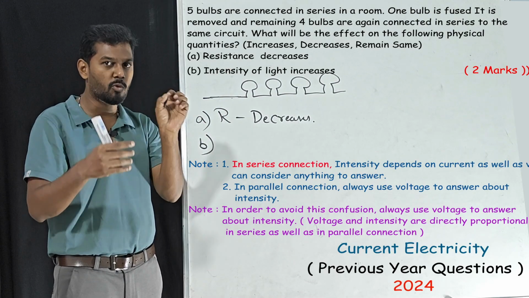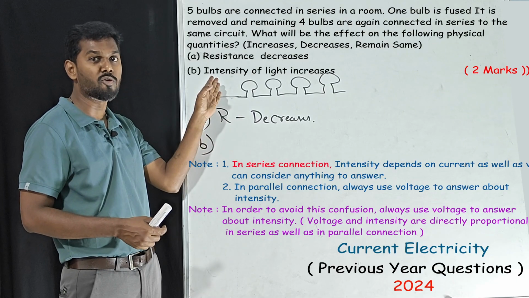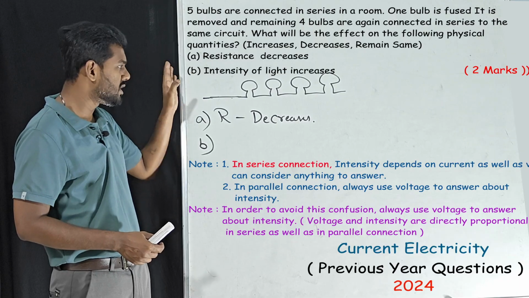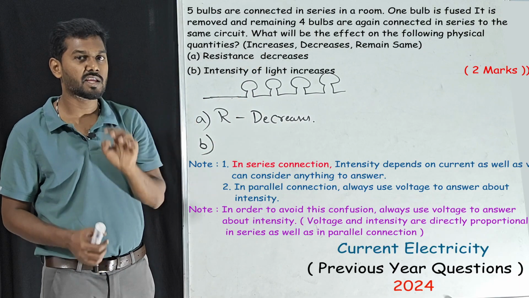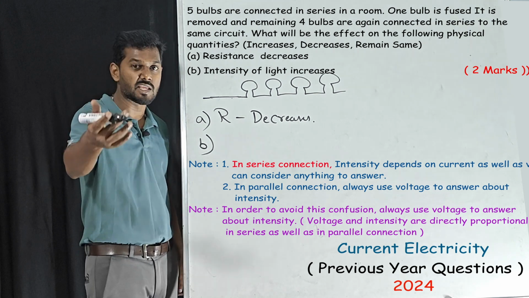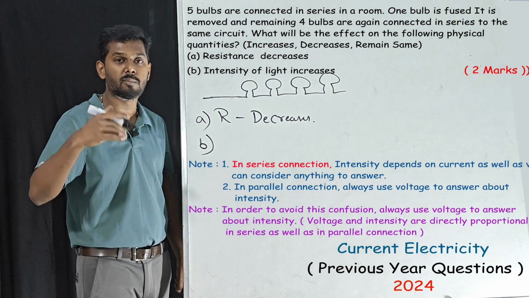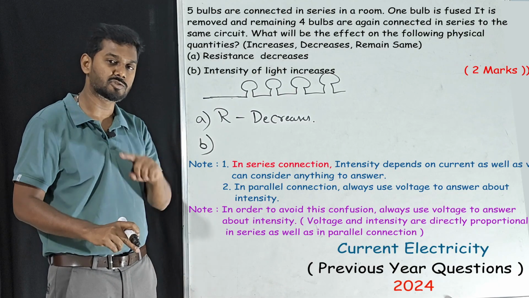See, in series connection, voltage divides. Initially we had 5 bulbs, now we have 4 bulbs. So the same 500 volts, now divided by 4, is 125 volts. Voltage has increased, so if the voltage is increasing, brightness will increase. That is nothing but intensity of the bulb also increases. Keep that in mind. Always think about voltage in solutions.